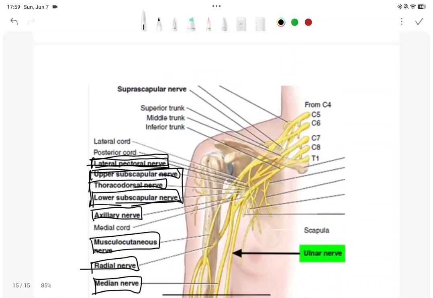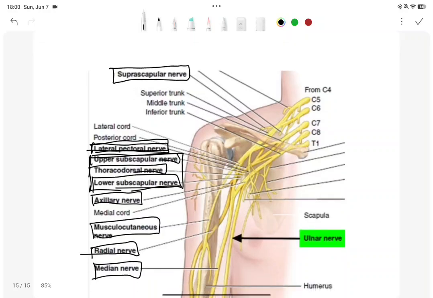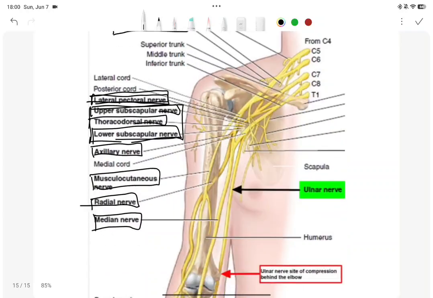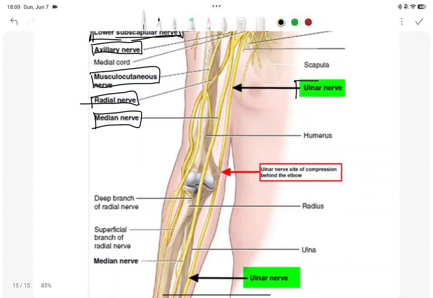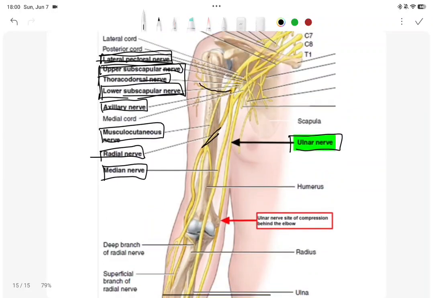There is the suprascapular nerve that arises from the upper trunk, and the dorsal scapular nerve, which supplies the rhomboids and the levator scapulae, arises from the C5 root. That's the upper trunk. There is also a nerve to subclavius. This is the ulnar nerve, which is more medial. This is the median nerve, just lateral to the ulnar nerve, and there is the musculocutaneous nerve. The radial nerve is in the radial groove, and the axillary nerve is on the posterior side of the neck of the humerus.